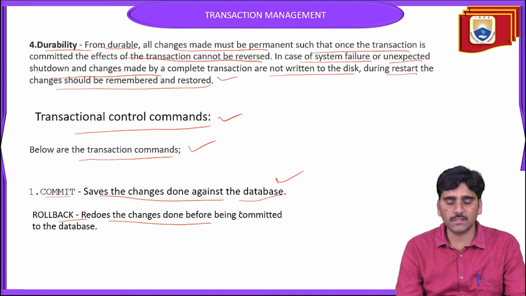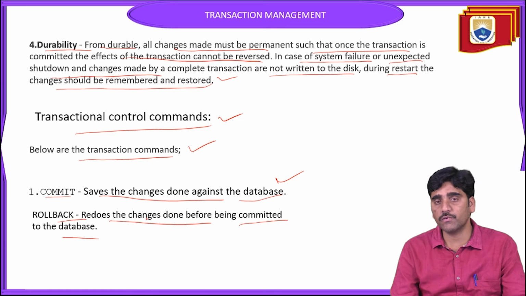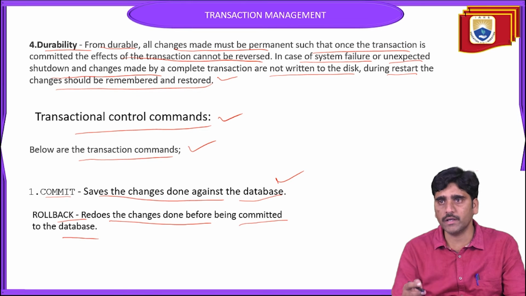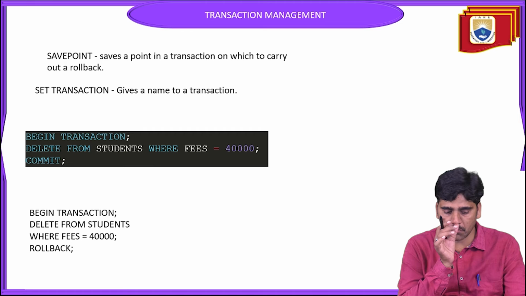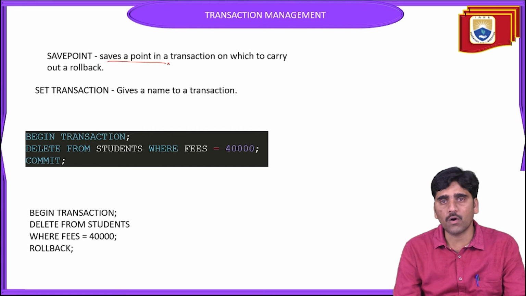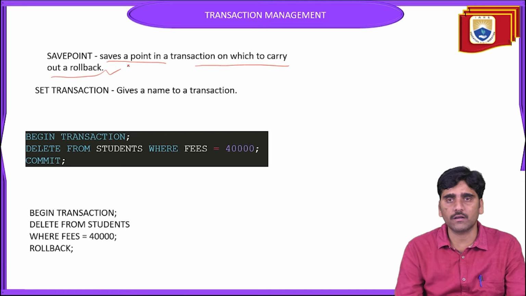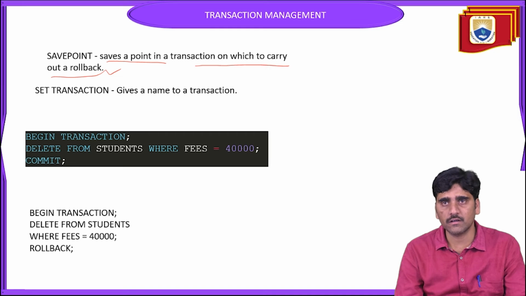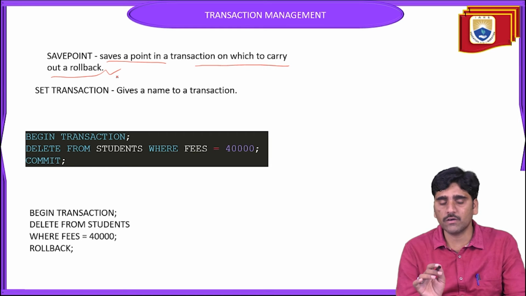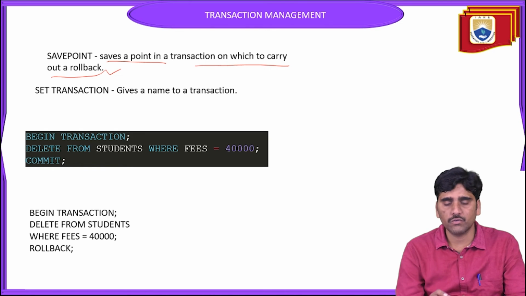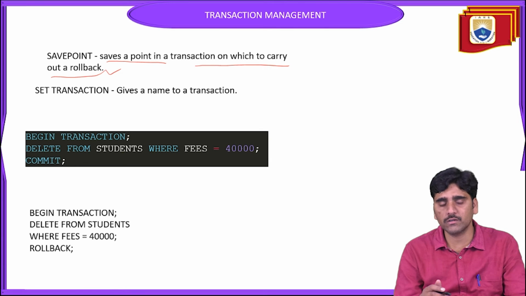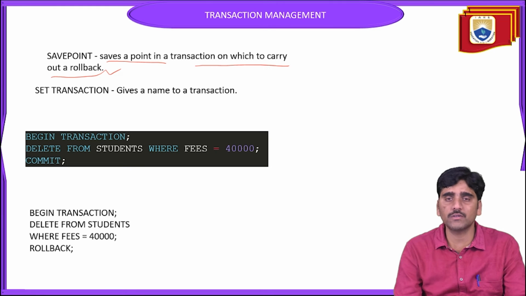And rollback reverts the changes done before being committed to the database. Before being committed to the database, whatever changes you are going to make or apply, you can undo by rolling back the transaction. And the next one, savepoint. It saves a point in a transaction to which to carry out a rollback. At a certain point in the block, you save the point to which you are going to roll back. You can keep all the savepoints for a particular transaction so that you can roll back up to that savepoint only.